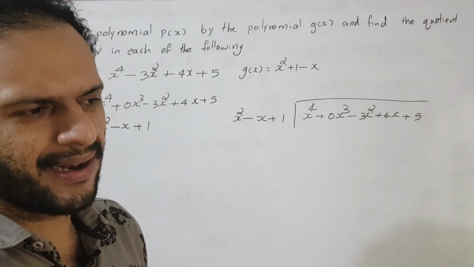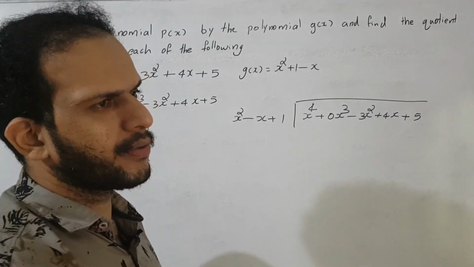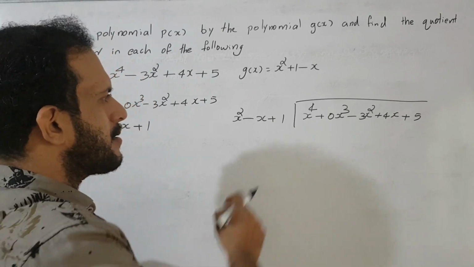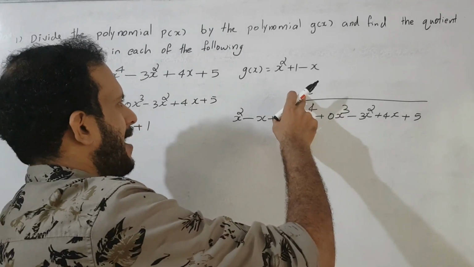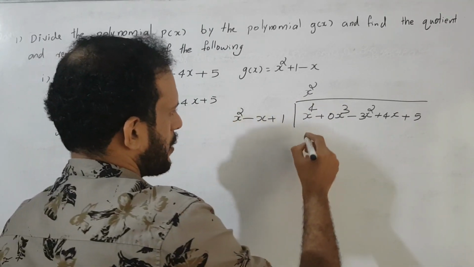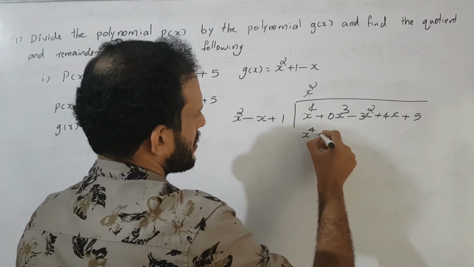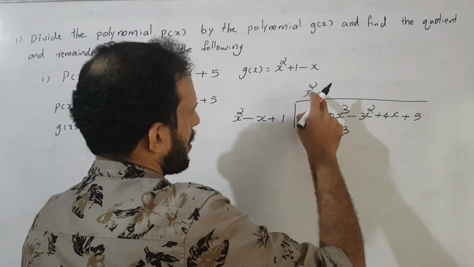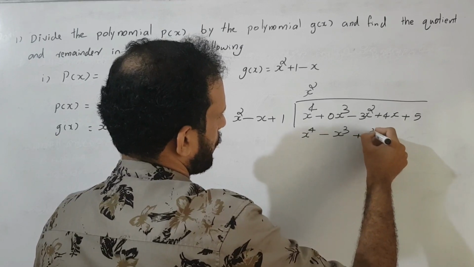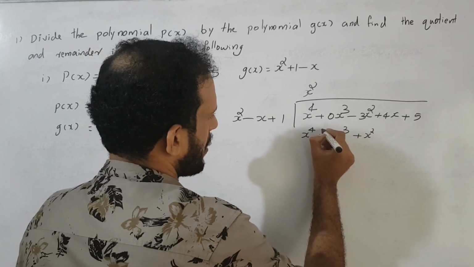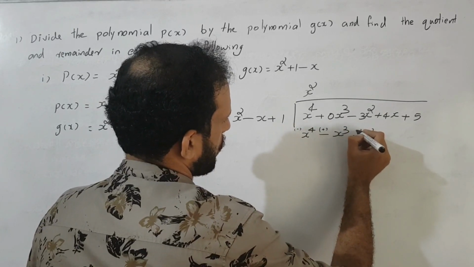Correct? We already did this in the 9th class also. Then x raised to 4 divided by x square. What is x raised to 4 divided by x square? Yes, x square. Then we multiply x square into x square, x raised to 4. X square into minus x, minus x cube. X square into 1, plus x square. Then we change the sign. This one is minus, this one is plus, this one is minus.